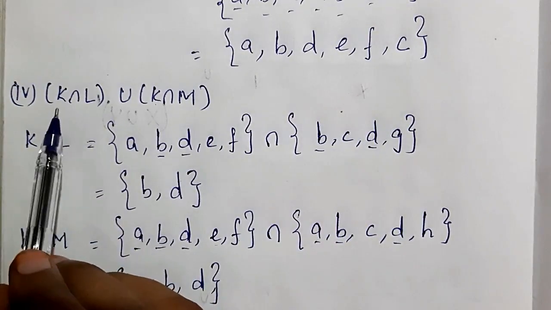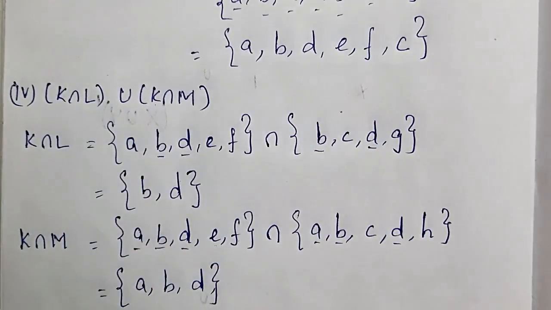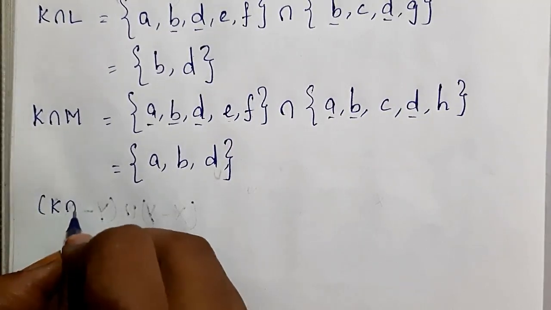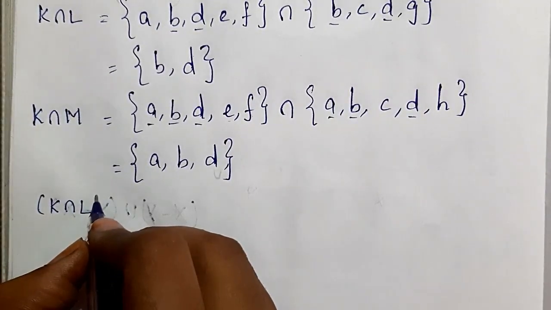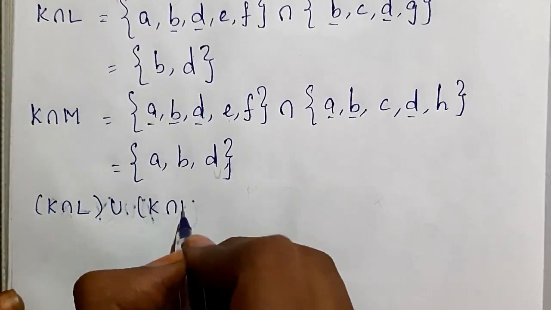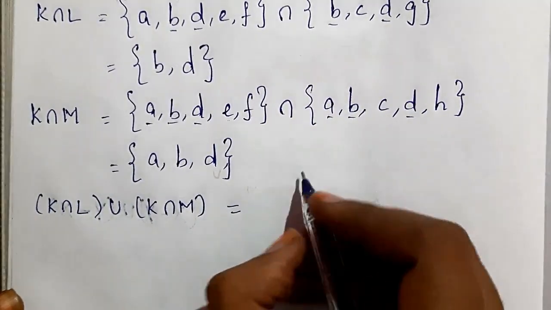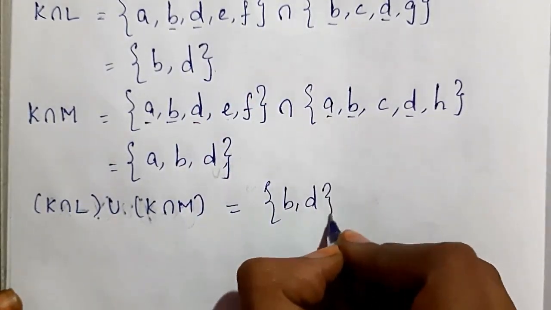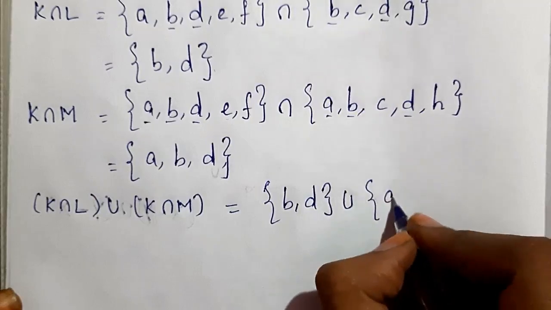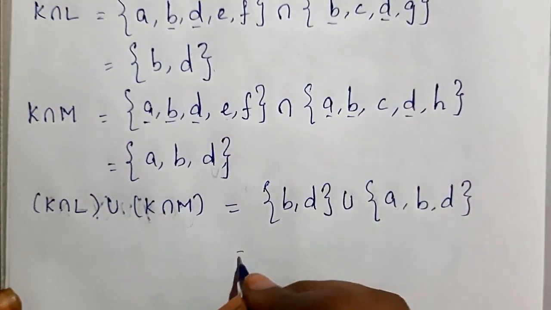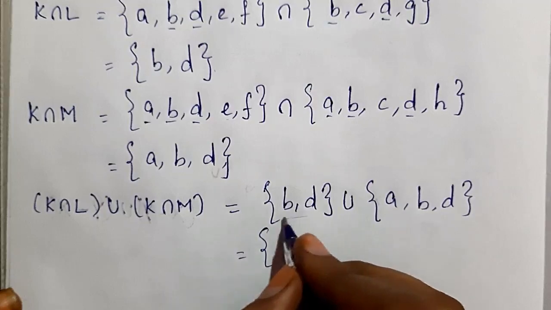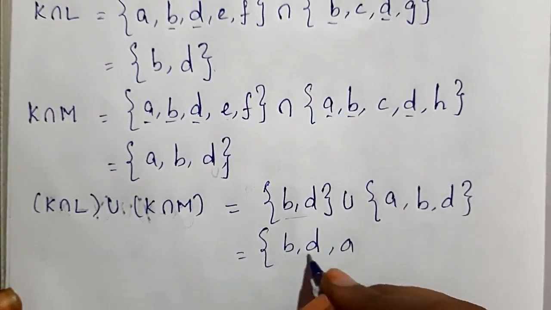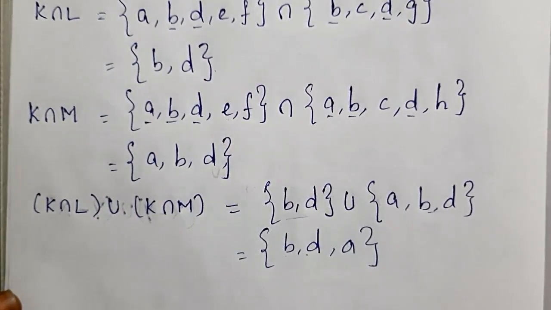So next what we have to do? Union of the both sets. So next step is K intersection L union K intersection M. So that is equal to, this value is here, B comma D union A, B, D. So union of this set. So collect all the elements and write. First I will write this set elements B, D. The next set elements A, B, D, already written. Okay, this is fourth part.